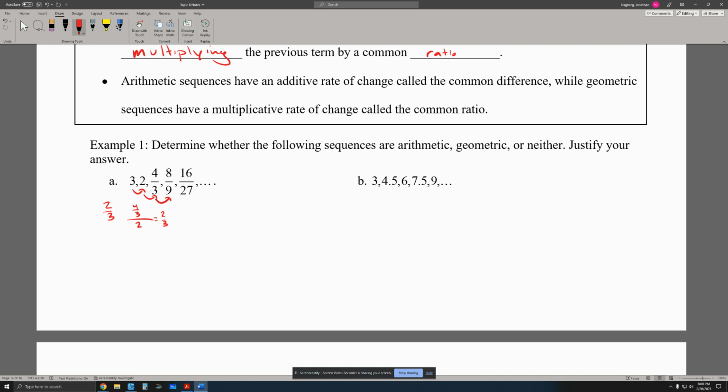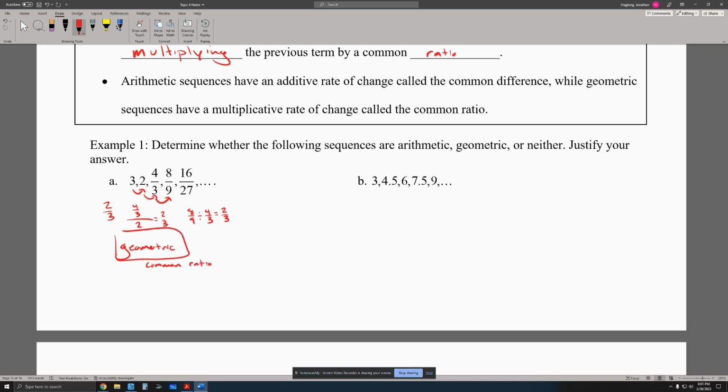If I were to take 8/9 and then divide it by 4/3, then this would be equal to 8 divided by 4 and 9 divided by 3. This would be 2/3. So yeah, we get this common ratio as we move to the right in the sequence. So this is a geometric sequence, because it has a common ratio of 2/3.